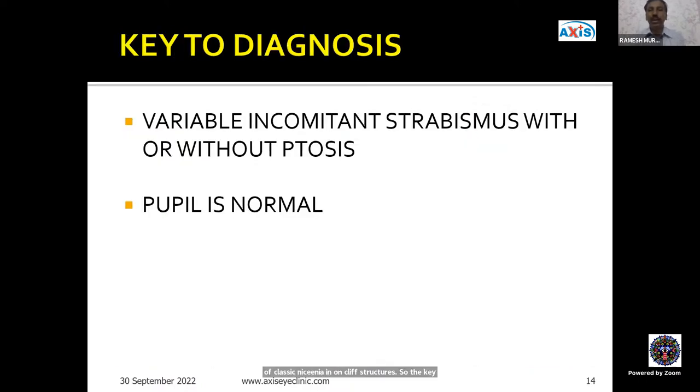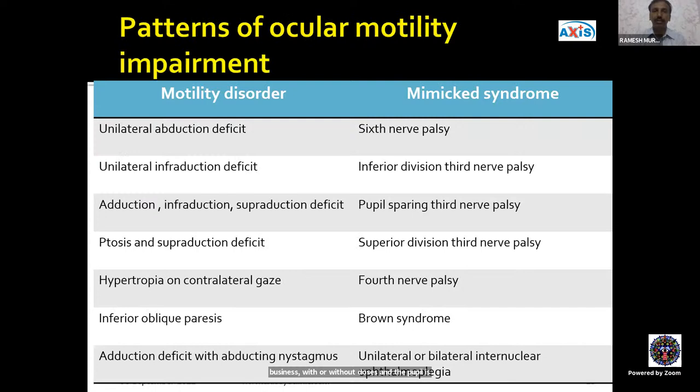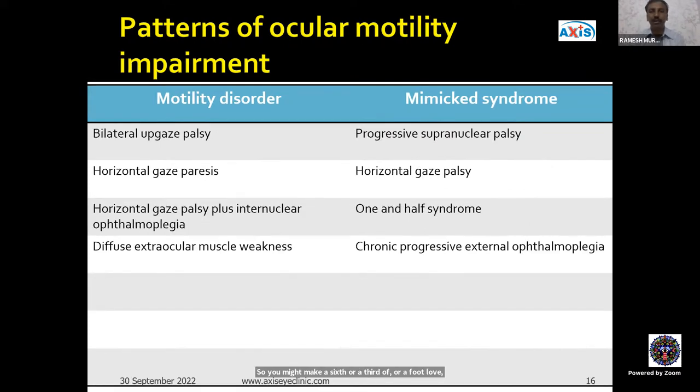So the key to diagnosis is variable incomitant strabismus with or without ptosis, and the pupil is normal. That is a very important feature. There are different patterns of ocular motility impairment which may be seen. It might mimic a sixth nerve palsy or a third nerve palsy or a fourth nerve palsy or a Brown syndrome or even internuclear ophthalmoplegia, depending on the type of condition. Sometimes even other conditions like progressive supranuclear palsy, horizontal gaze palsy, chronic progressive external ophthalmoplegia or one-and-a-half syndrome. So these are the mimics it can present like.